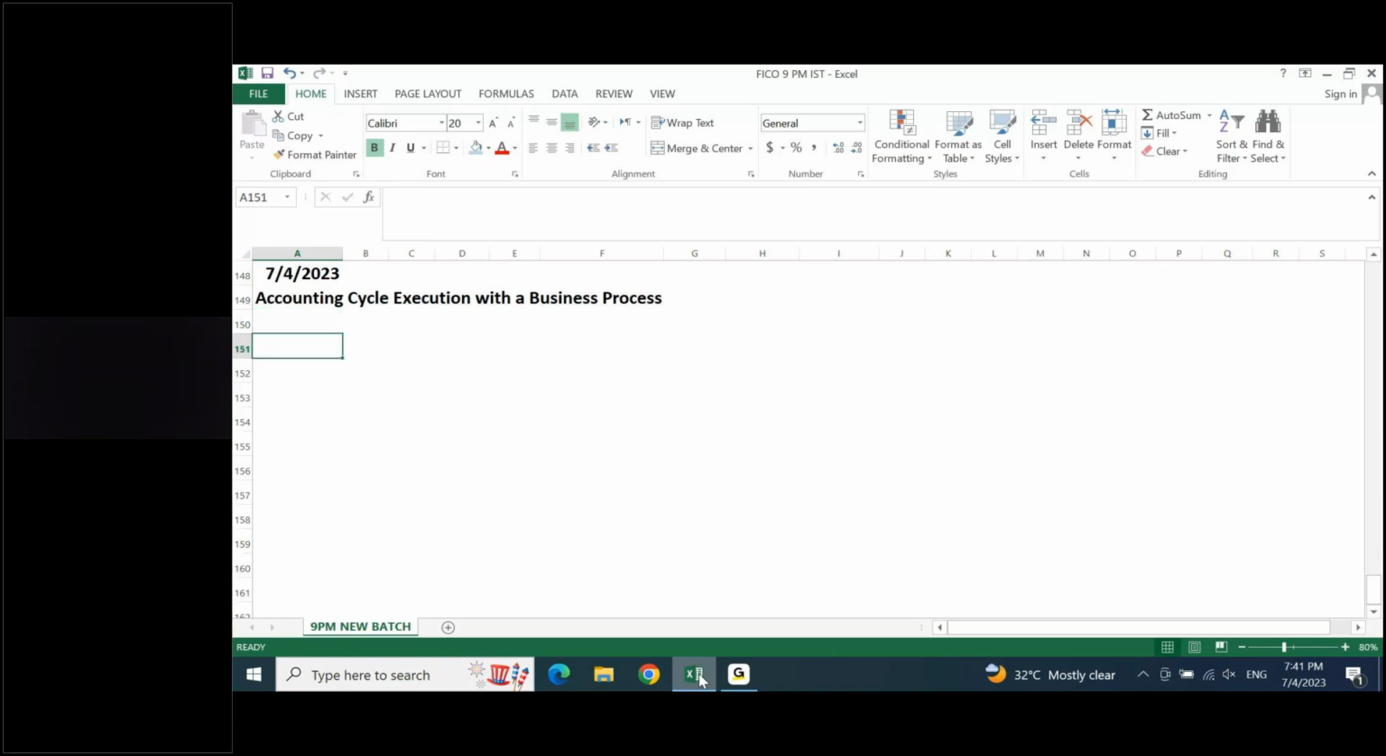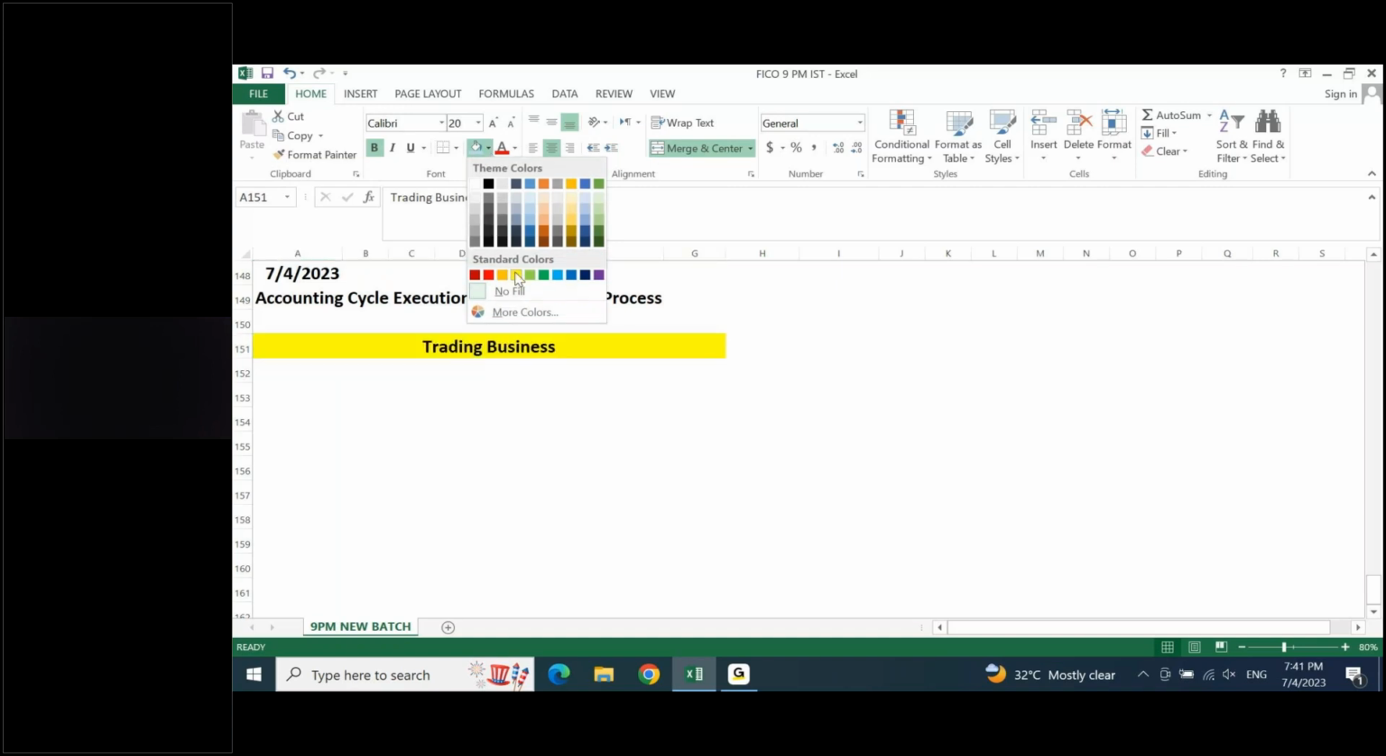For this, I will take a simple business, let's say a trading business. Let it be any trading business. I'm just writing it as a trading business, but this can be any business wherein you are purchasing and then you are selling.